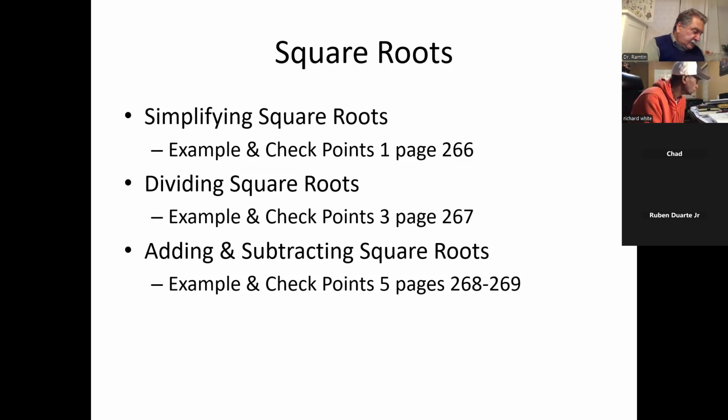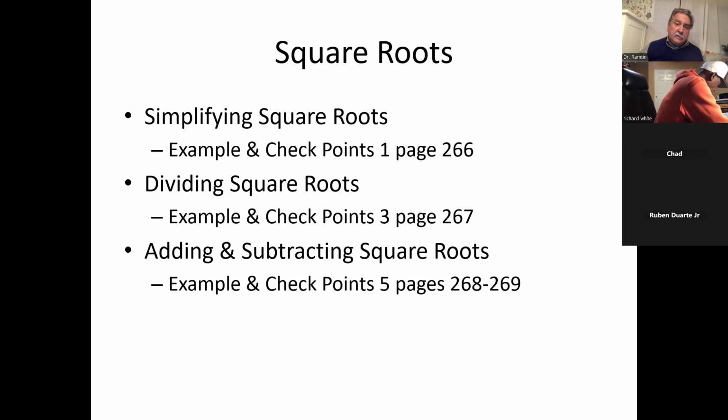On page 266, for example, example number 1, it asks you to find the square root of 75. You have a radical sign with 75 under it. 75 is the same as 25 times 3. We can separate them because we have the same square root. Now, 25 is 5 to the power of 2. It comes out of the radical sign, and it becomes 5 square root.